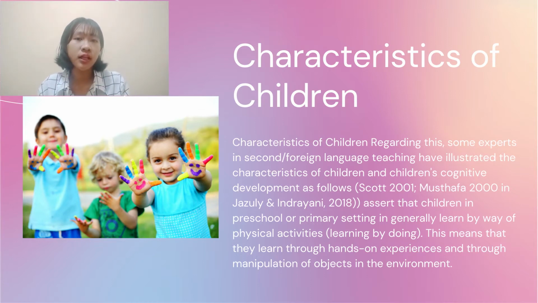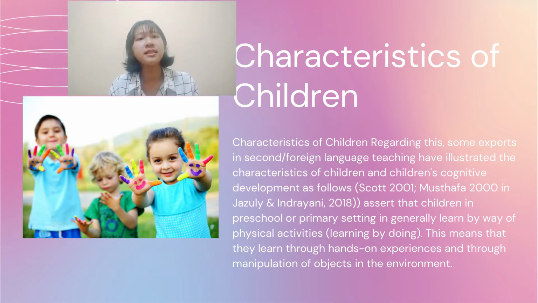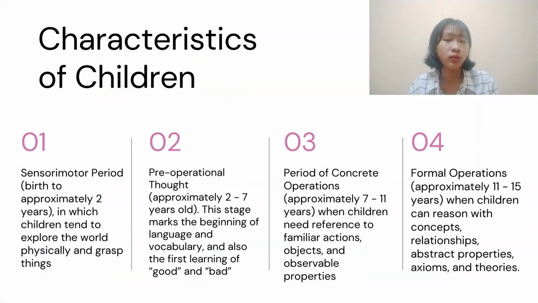According to Children's Intellectual Development, Jean Piaget, a Swiss psychologist, states that there are 4 stages of intellectual development. All children go through identifiable stages of cognitive development. Number 1 is sensory-motor period, from birth to approximately 2 years, in which children tend to explore the world physically and grasp things. Number 2, pre-operational thought, approximately 2 to 7 years old. This stage marks the beginning of language and vocabulary and also the first learning of good and bad.